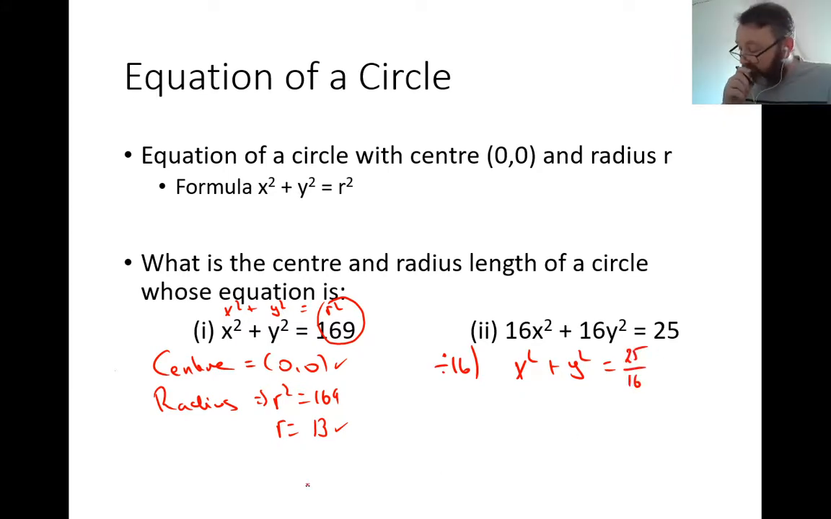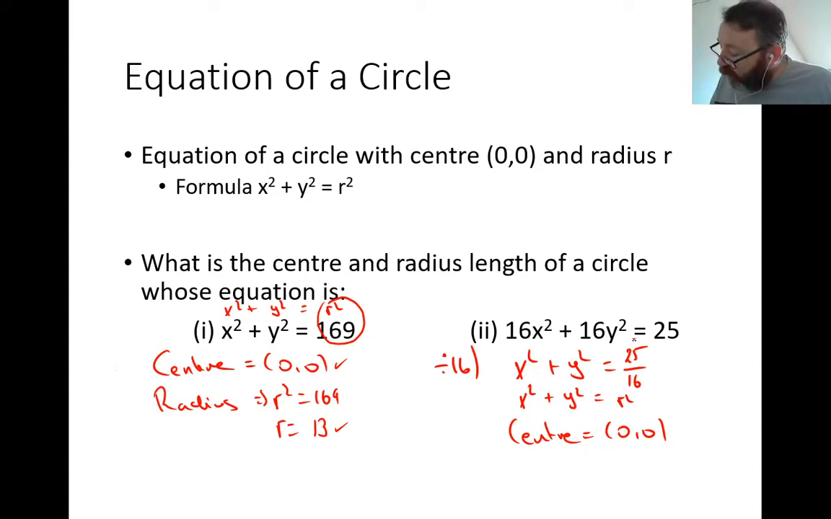And then you ask yourself again, what formula is this based on? Well, this is based on x squared plus y squared equals r squared. So straight away, my centre is 0, 0. Now you might say, how do you know that? Because look, there's no mention of h and k, there's no mention of g and f. So if there's no mention of h and k, no mention of g and f, then the centre is 0, 0. Okay? And r squared is equal to 25 over 16.